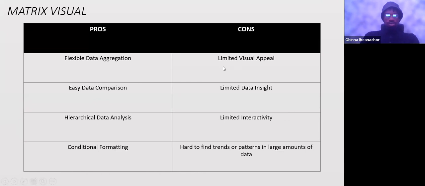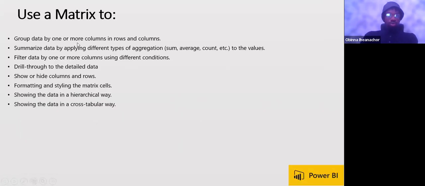And the cons, right? It has limited visual appeal and limited data insights. So there's a limit to what you can do with the matrix visual. It also has limited interactivity. And it's hard to find trends and patterns in large amounts of data. So when you're trying to group data, summarize data, filter data, drill through, show or hide columns and rows, format and style your matrix cells, and show data in a hierarchical way, then you use a matrix visual to do all this.